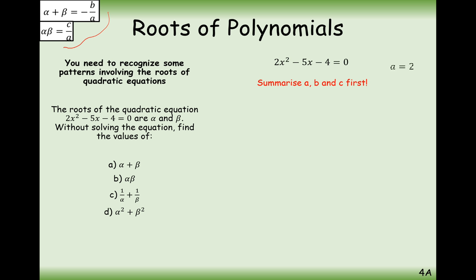Now what we need here is to first of all know the values of a, b and c. We can pull them straight off. A is here, b is here and c is here. Remember that the negative is going to be involved as well.